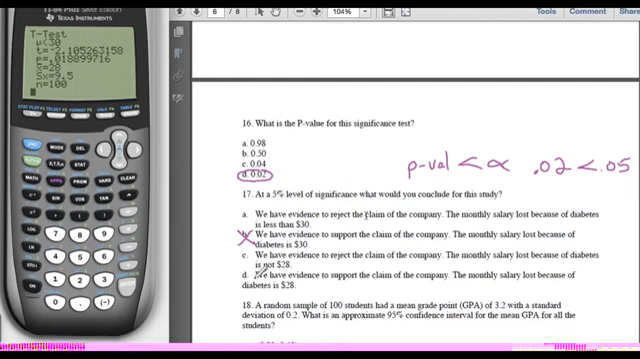I mark out B, I mark out D. We do not support the claim of the company. Instead, we reject the company. We reject H0, and the data are statistically significant to conclude the idea of HA. So we think the monthly salary loss because of diabetes is less than $30. HA didn't have anything to do with 28, but HA was that mu was less than $30.